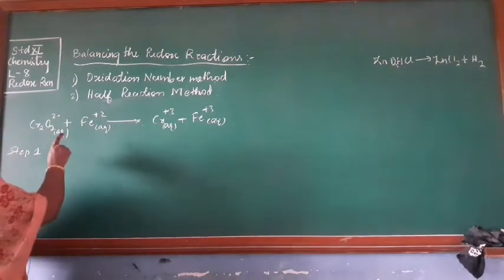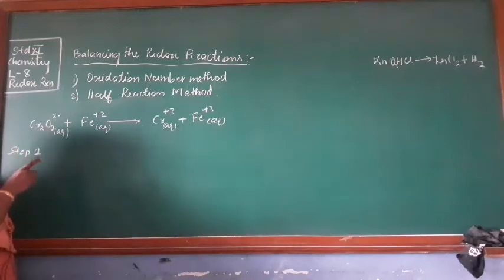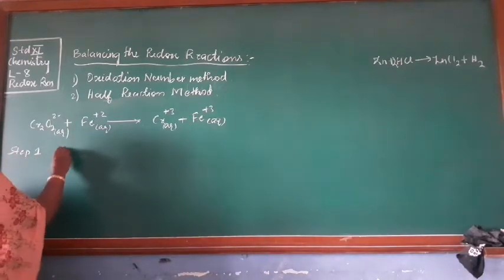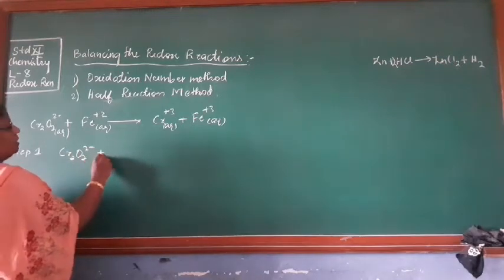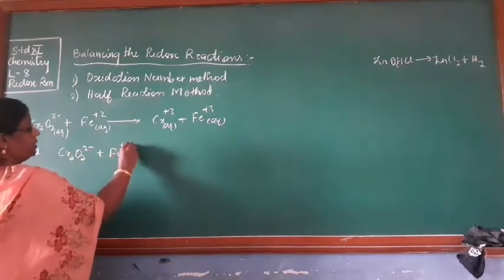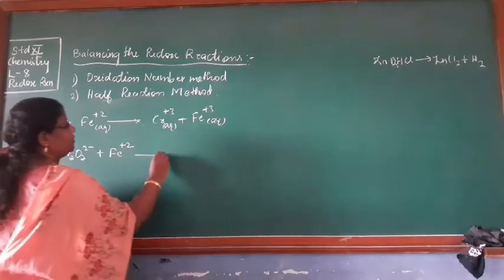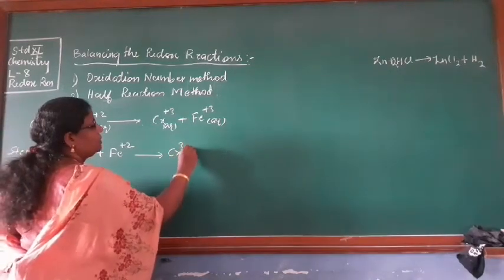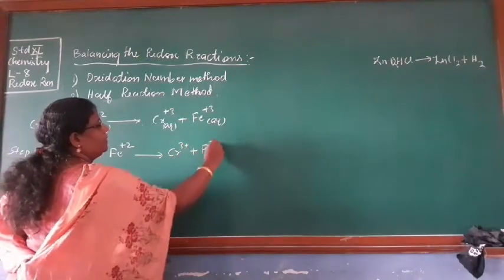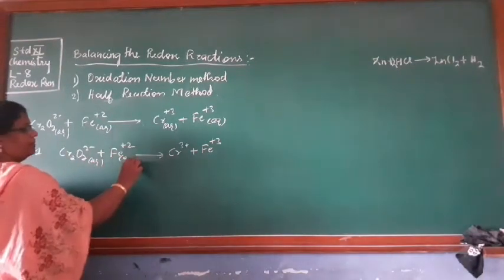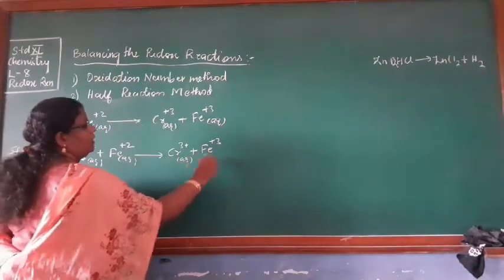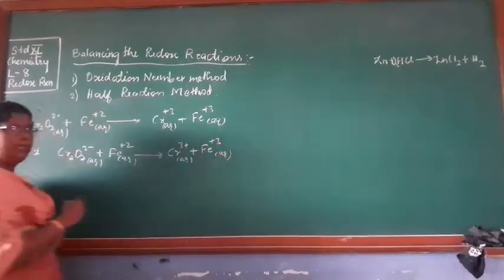If this is an ionic equation, you can just write the equation first, Cr2O7 2- plus Fe 2+. This we call the skeletal equation. First you write the skeletal equation giving you Cr 3+ plus Fe 3+. All are in the aqueous form.